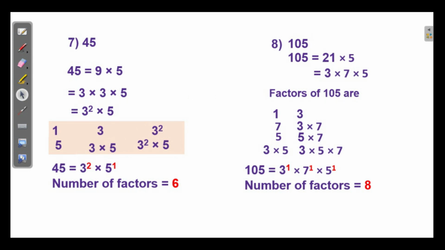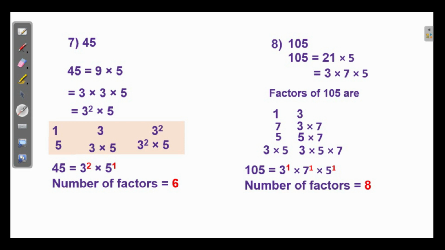In 75 also, we have to write it as a product of prime numbers. 9 into 5, we must not stop there. Here we have to write 3 square into 5 itself. Then only this will be true. 3 square into 5. The number of factors is equal to 6. Here also we must not stop. 21 into 5. 21 is not a prime number. We have to make 21 a product of prime numbers, that is 3 into 7 into 5.